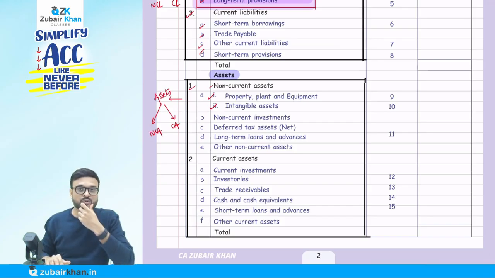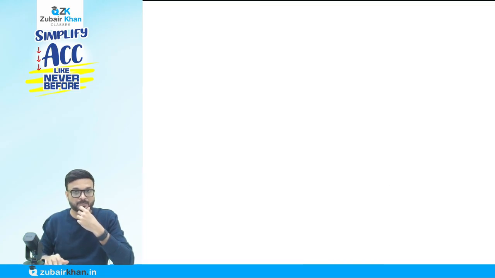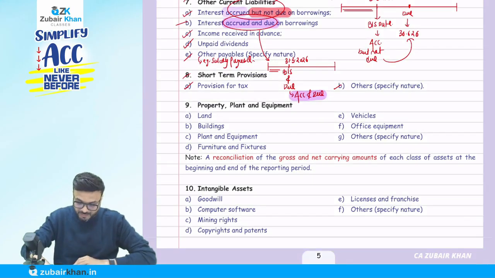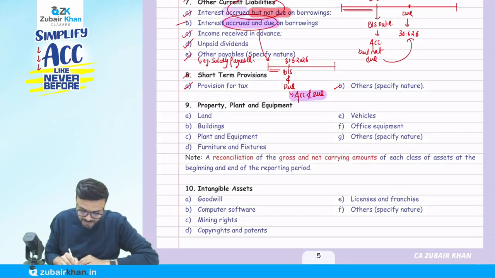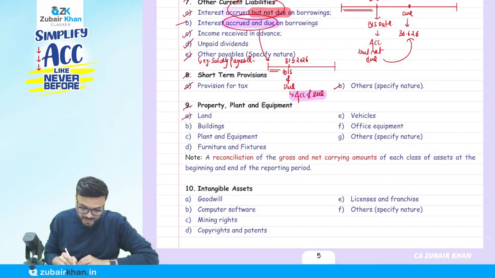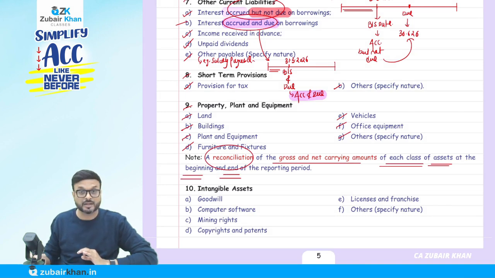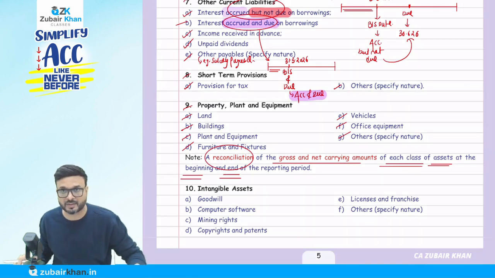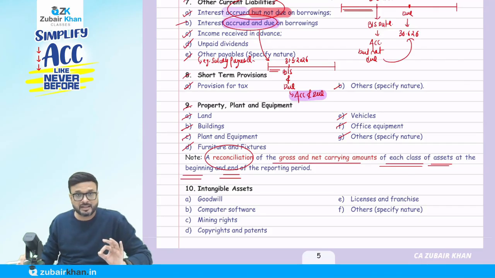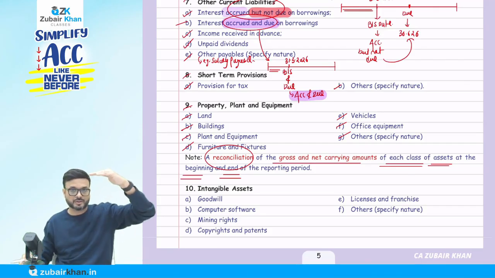So let's see the notes to account number 9 and 10, which are on PPE and intangibles. They say property, plant and equipment like land, building, plant and machinery, furniture, fixtures, vehicles, other equipment. They say a reconciliation of the gross and the net carrying amount of each class of asset at the beginning and at the end of the reporting period. Now understand this point. It means how much the gross is.